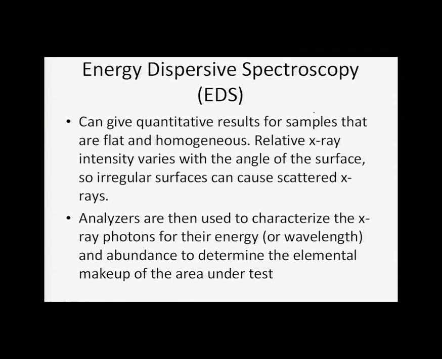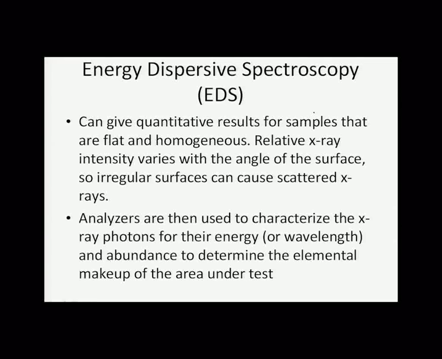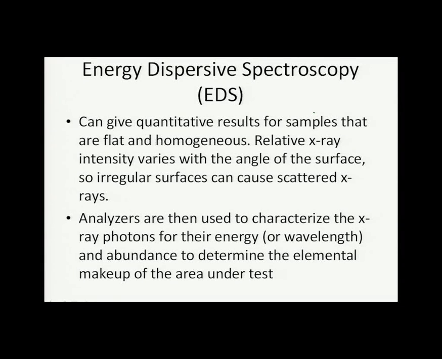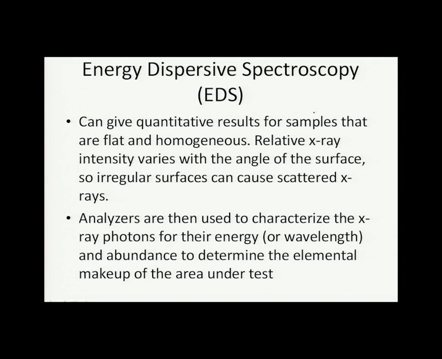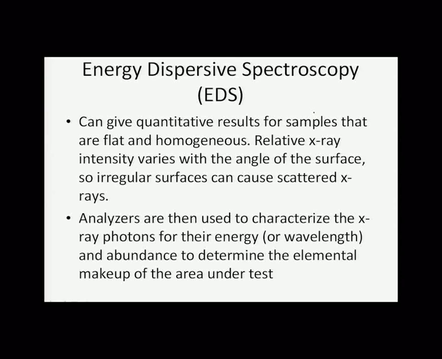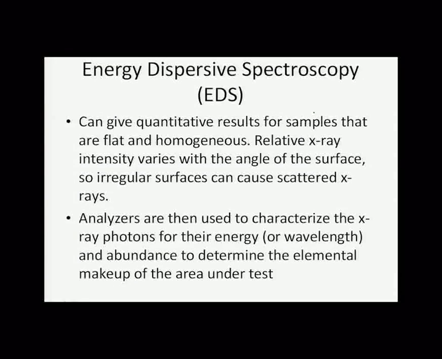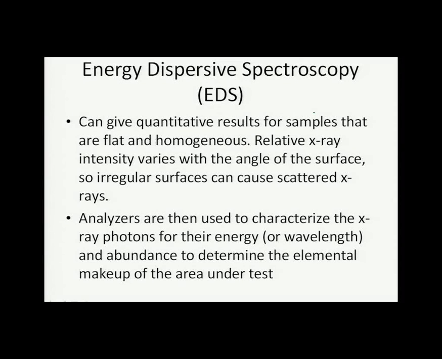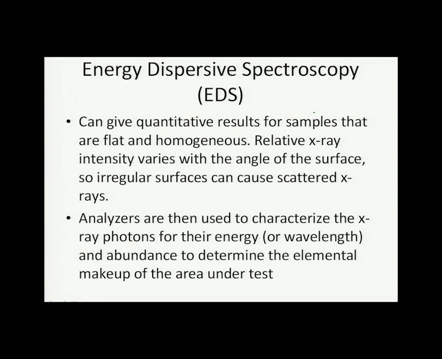EDS again can give quantitative results for samples that are flat and homogeneous. So you might look down at a sample and you're using your secondary electron detector and you see no contrast because it's flat. It appears to be very homogeneous. Okay, you've used your backscattered electron detector and you still don't see very much compositional contrast. But if you go to EDS, you might see very good elemental contrast. Perhaps your backscatter electron detector didn't notice it because the differing elements have very similar atomic numbers.